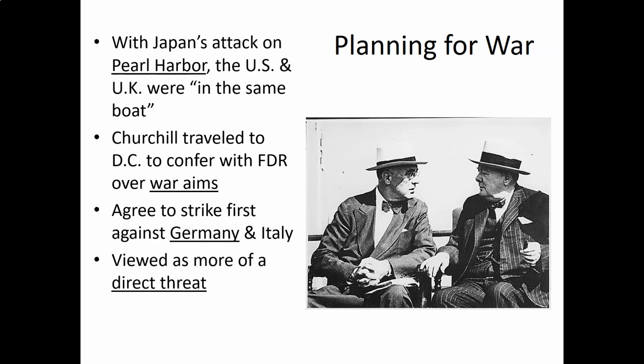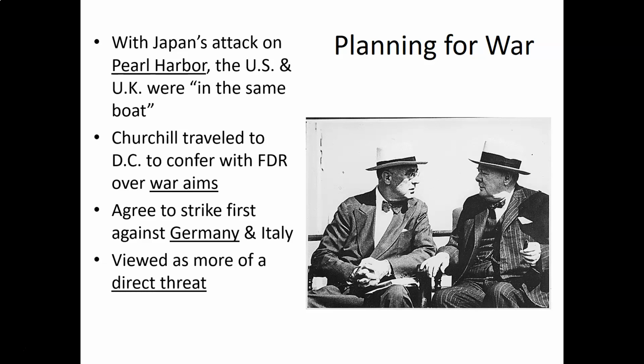Now, before the Japanese attack and before the United States came into the war, they were already lending things to the Allies and had agreements, such as the Atlantic Charter in 1940 between FDR and Churchill. There were still some agreements that put them on a war footing, even though they weren't technically at war. Now, Churchill traveled to DC to meet FDR and talk over their war aims. They did agree that their first objective should be to attack Germany first and Italy as well, because they thought that they were the more direct threat.